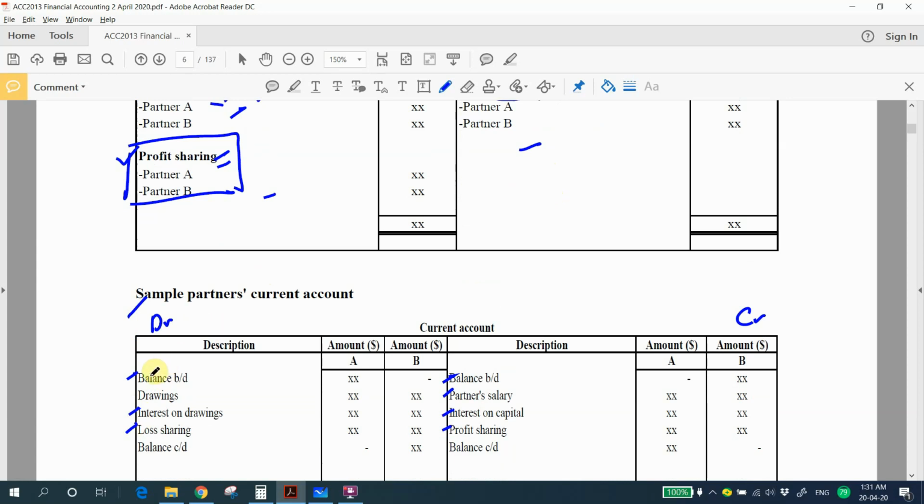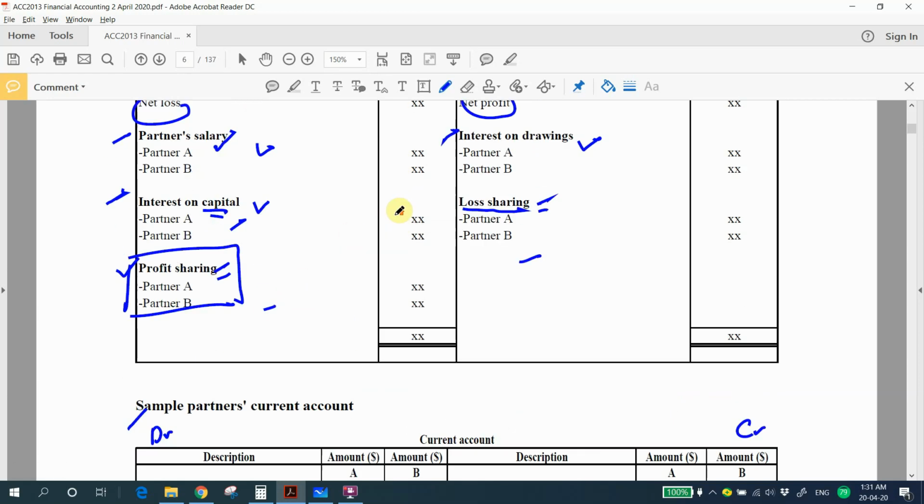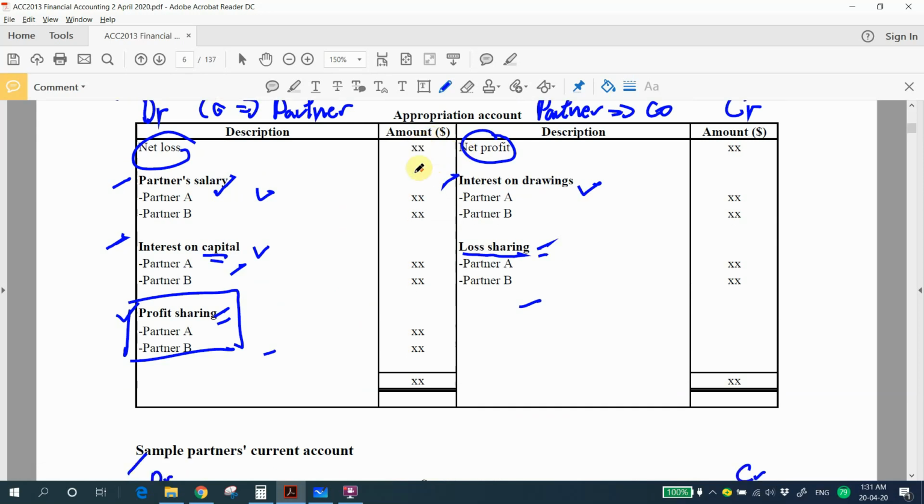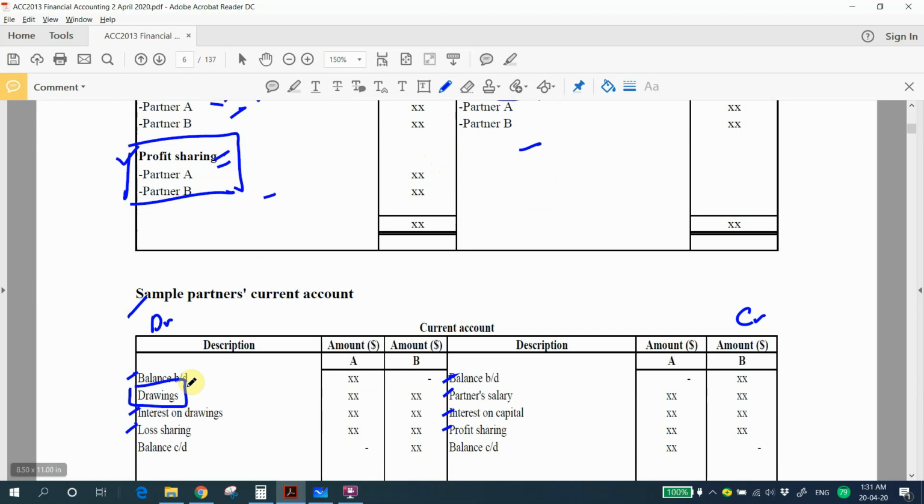Another thing to take note of is drawing. Drawing has to be recorded on the debit side of the current account. Drawing will not appear in your appropriation account. Drawing will only appear in the current account. I repeat again, drawing will only appear in the current account because this is the amount withdrawn by the partner.